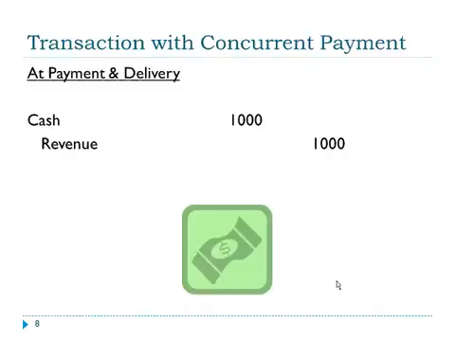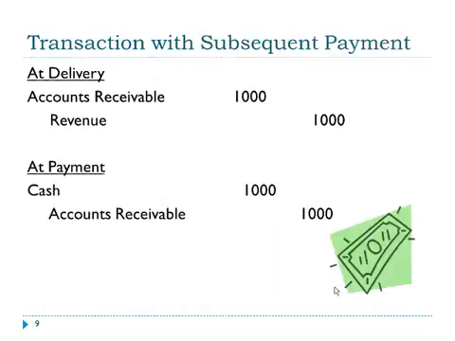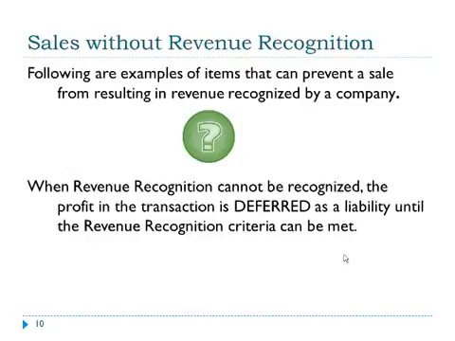When there's concurrent payment, we have the simplest of all sales transactions, in which cash is increased and owner's equity is increased. When there's subsequent payment, we use the accounts receivable to hold the asset of the promise of the customer to pay. So at the time the sale takes place on account, we increase accounts receivable and increase revenue. Then when there's payment, there's no additional revenue recognized at that time. It's just a trading of assets, increase in cash, decrease in accounts receivable.